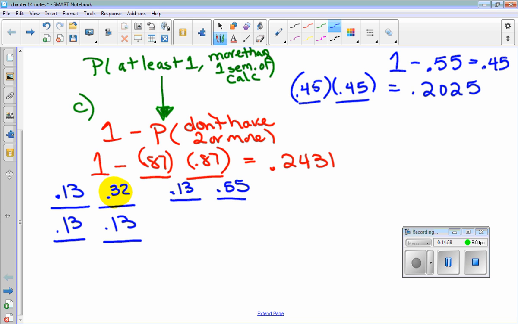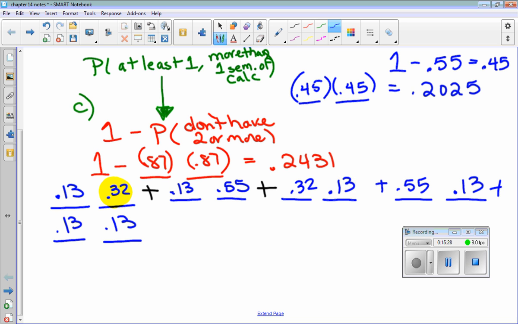The problem is that's not enough. Because now we have to consider, what if it wasn't the first person I talked to? It could have been the second person. What if, because order is going to matter here, what if the second person I talked to was the one that had 2 or more semesters of calculus? So I could have put the 0.13 here. Now what goes in the other blank? 0.32 or 0.55. Now, if you added all of those up, you would end up with 0.2431.